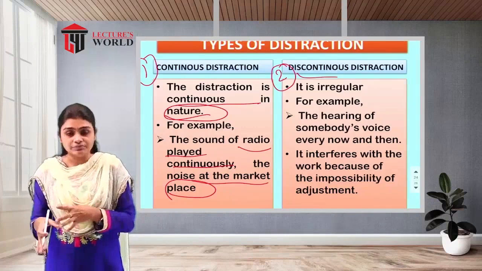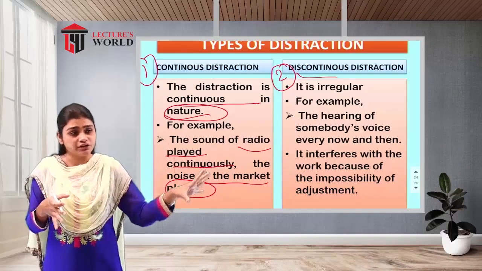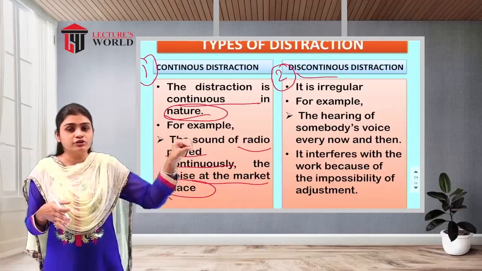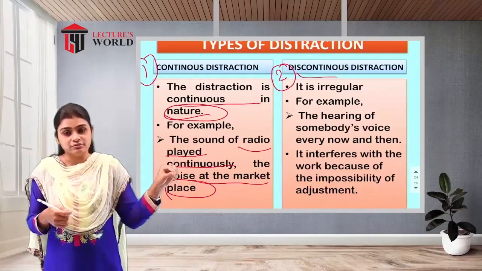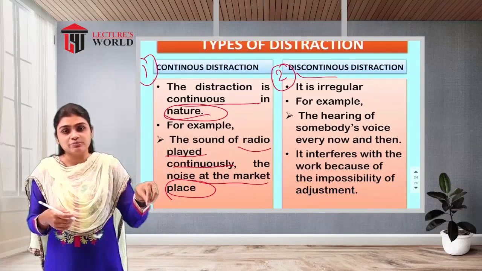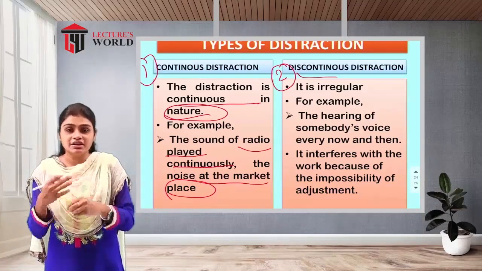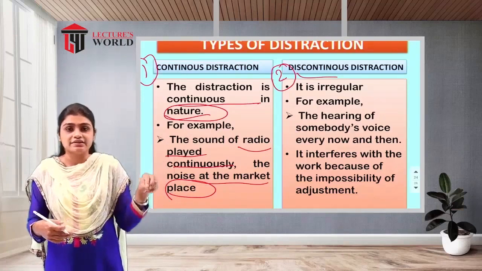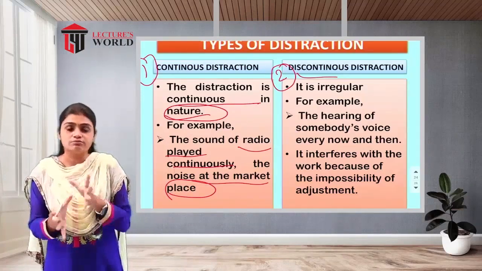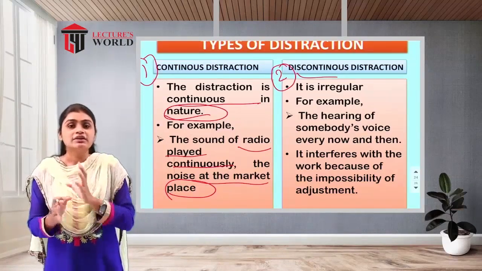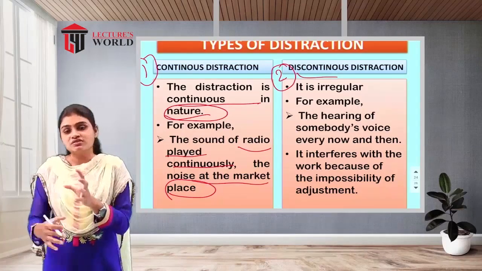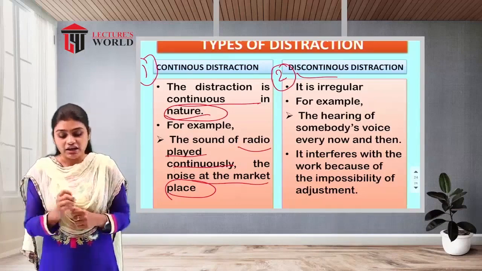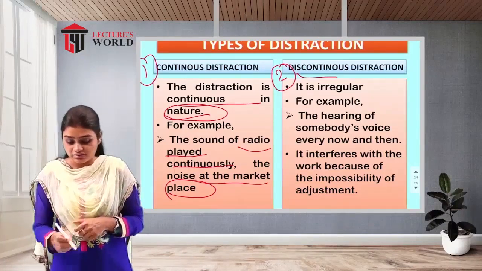If I am reading and someone is playing a radio, after 5 minutes they stop it. Again after 5 minutes they start that radio, that music again. Then again they stop it. So if there is irregularity in these extra stimuli, we won't be able to adapt to that situation very quickly, shifting from one to another. So that is called discontinuous distraction.